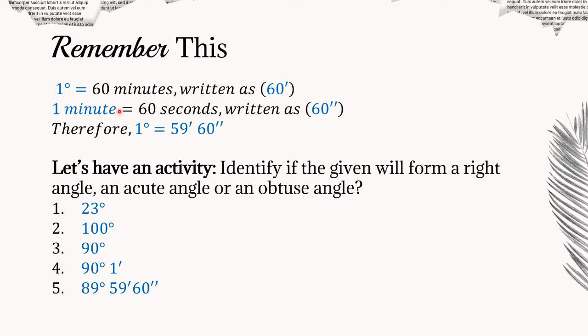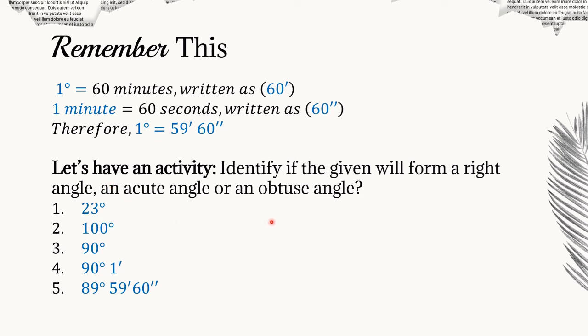Remember this class. When we have 1 degree, it is equal to 60 minutes. And it is written as 60 with an apostrophe doon sa taas. Pag may isa lang na ganon, minutes. Kapag naman isang minuto or 1 minute is equal to 60 seconds. It is written as 60 with 2 apostrophes sa taas. Therefore, when you have 59 minutes 60 seconds, it is equal to 1 degree. Kapag nakakita ka ng 59 minutes and 60 seconds, it is equal to 1 degree.